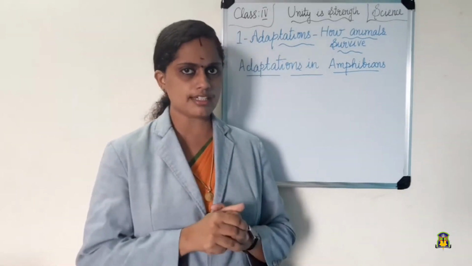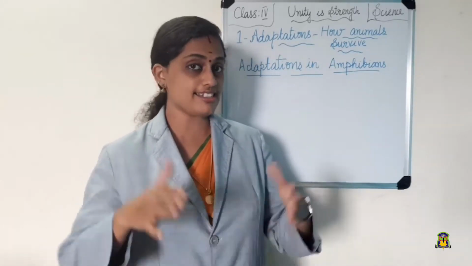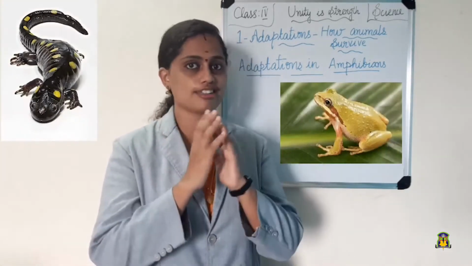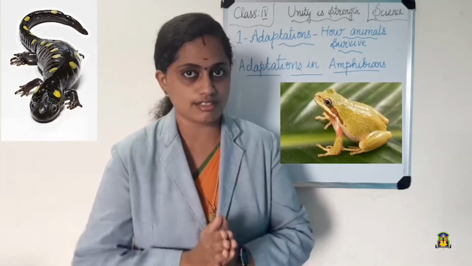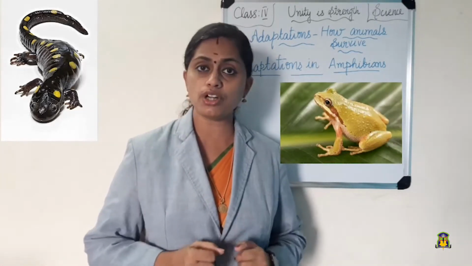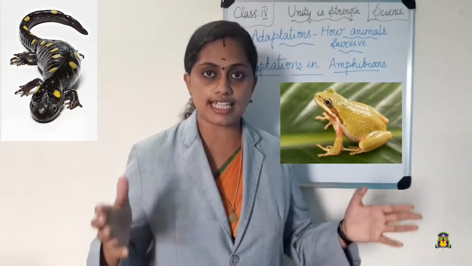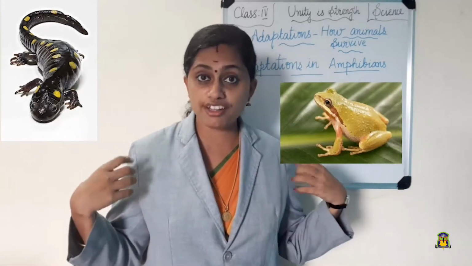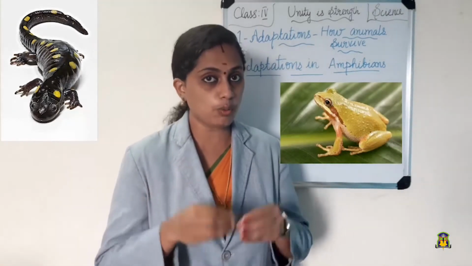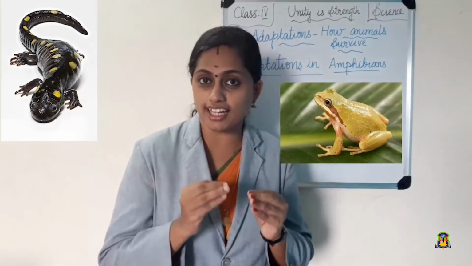What are amphibians? Amphibians are animals that can live both in water and on land. Can you give some examples? Yes, our frogs. Frogs, salamanders, toads, etc. are amphibians. Now children, do you know how they adapt? These frogs, then salamanders have moist skin that will help them to breathe in water. So this moist skin will help them to breathe when they are in water.